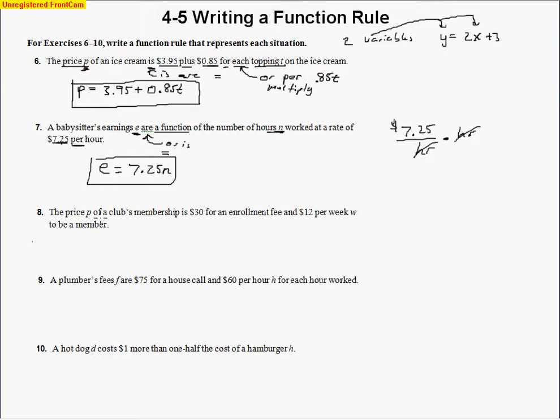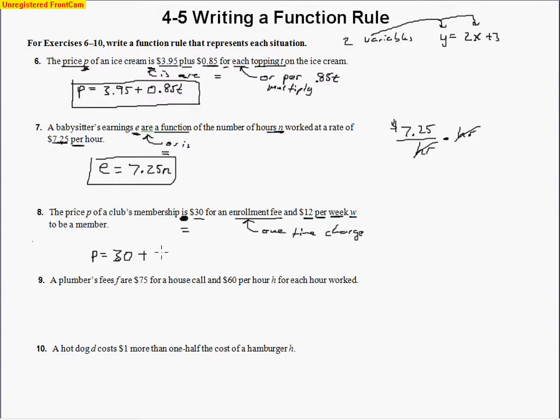The price P of a club membership is, okay, key word there, is. That tells me I'm going to have an equal sign, so we're going to start with P equals, and that is $30 for an enrollment fee. Usually the enrollment fee just means it's a one-time charge, so we're not going to see that again. It's going to be like the $3.95 in that ice cream problem. So we've got the $30 plus, and then it says $12 per week W.